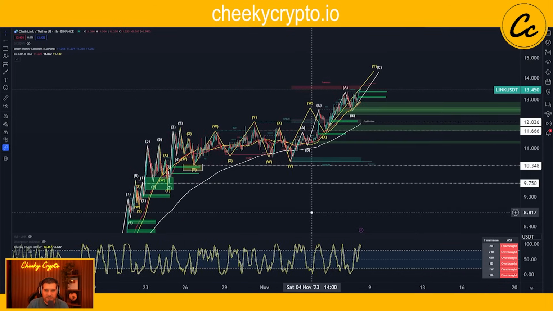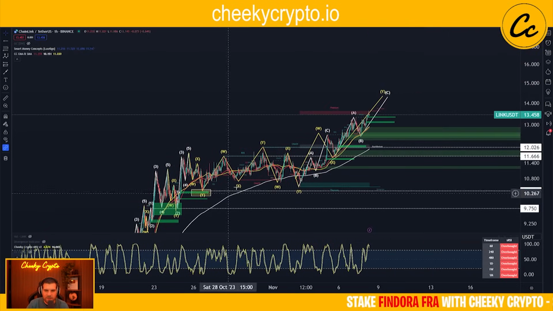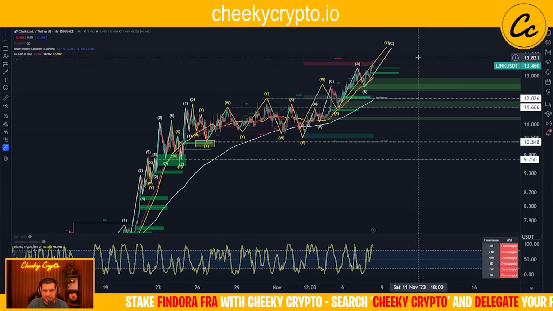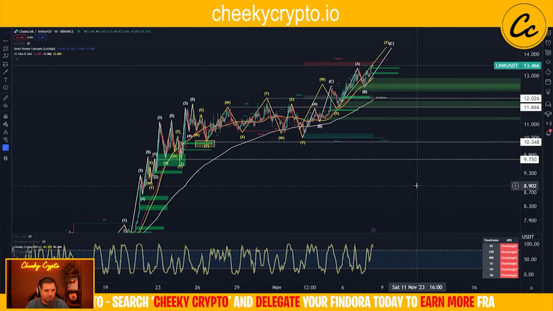It could be a double zigzag by the time it actually completes, using this high and this low as our B wave, and we might see a bit of move to the upside. But for now, my expectations are that we're going to see a little bit more of a push upwards, but essentially we are looking for corrective action.